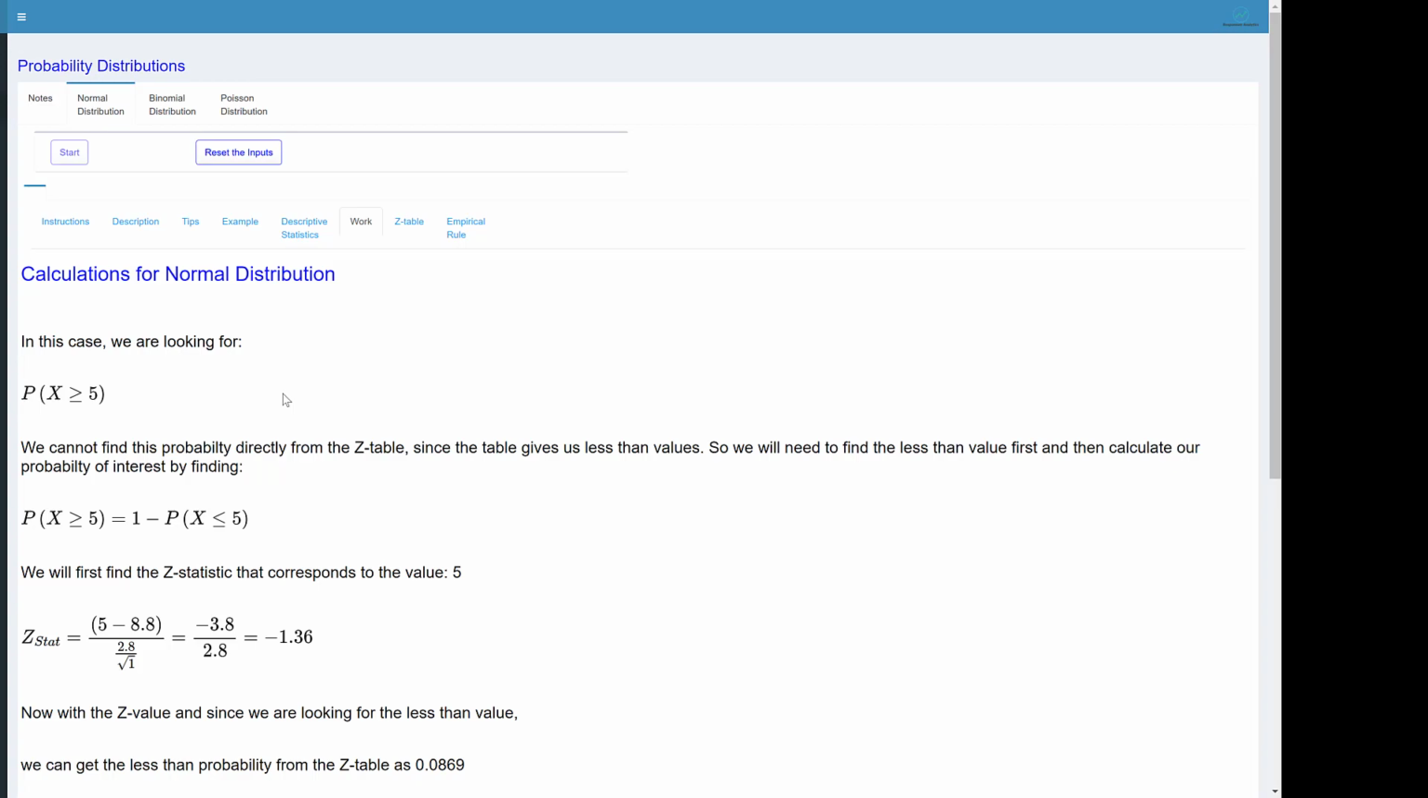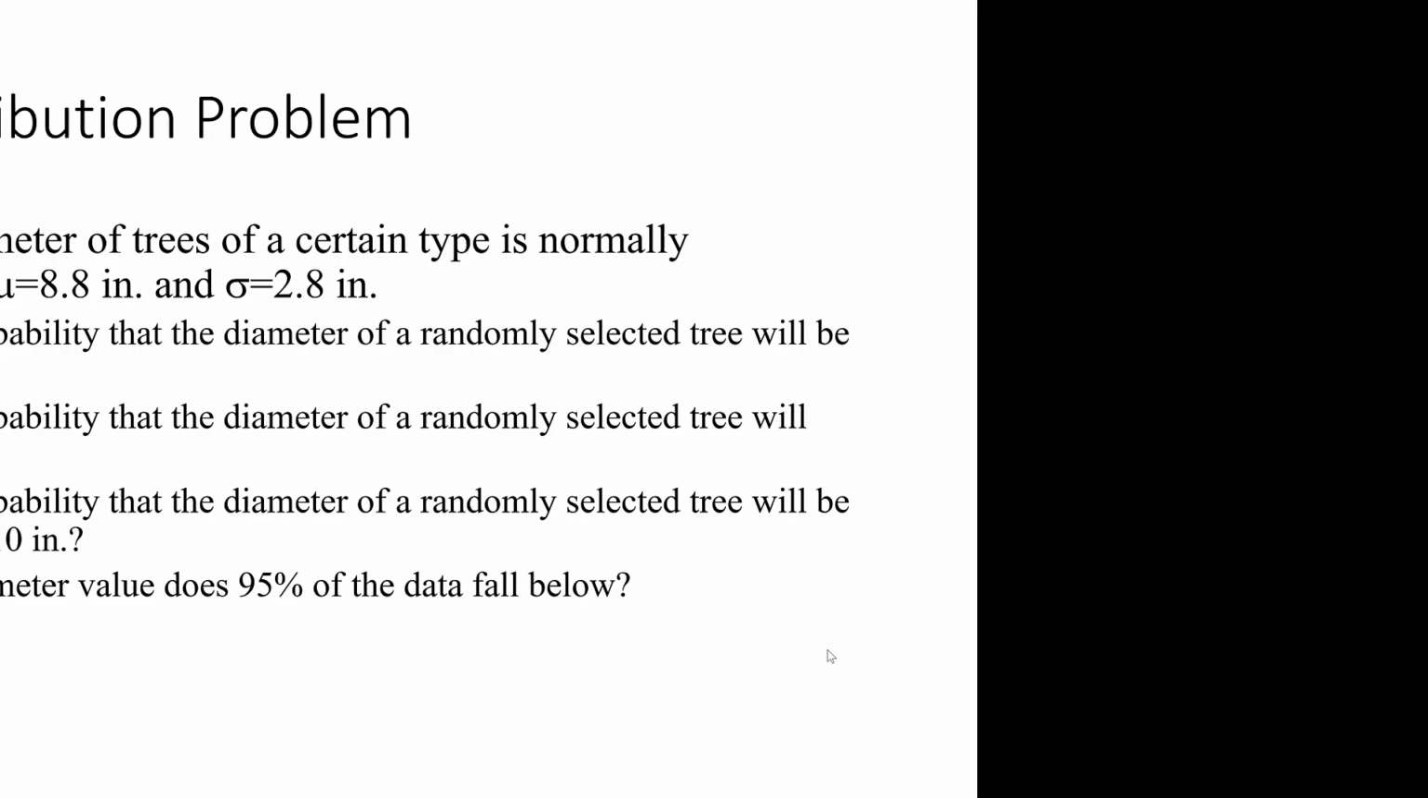Now let's move on and go back and take a look at part C. We're back to the problem again. Part C here says, what is the probability that the diameter of a randomly selected tree will be between 5 and 10 inches? So now we're going to go back to the StatHelper and see how we deal with this situation where you're looking for a probability between two numbers.